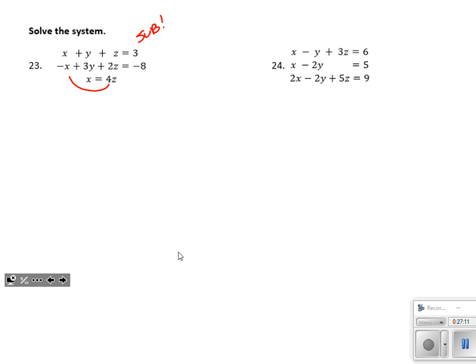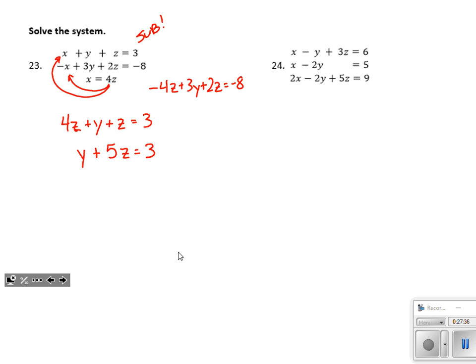If I substitute in 4z for x, then I will have used all 3 equations, plus I get 4z plus y plus another z equals 3. Hey, I've got an equation that really just has y's and z's in it. Let's see what happens in that bottom equation. I have negative 4z plus 3y plus 2z equals negative 8. If I combine like terms, that's negative 2z and a positive 3y equal to negative 8. Very quickly, I get to a system of 2 equations with 2 unknowns just by substituting.